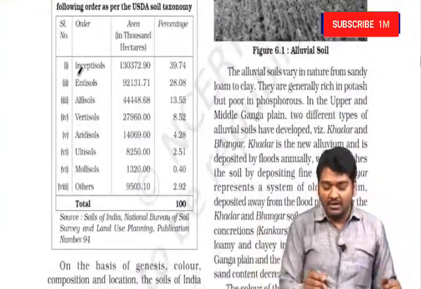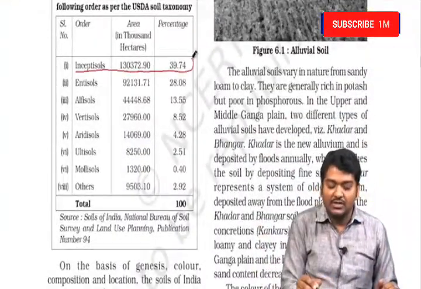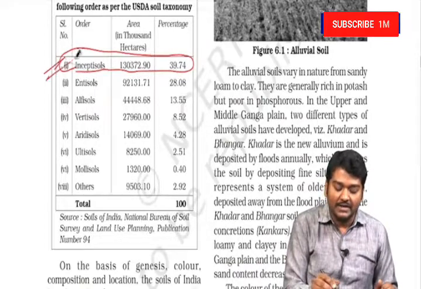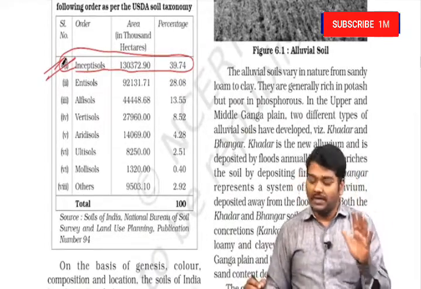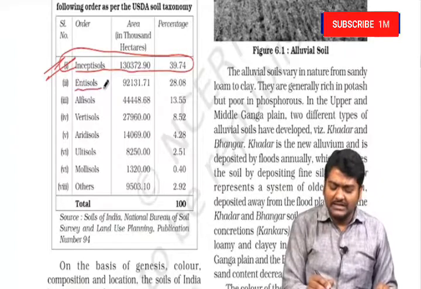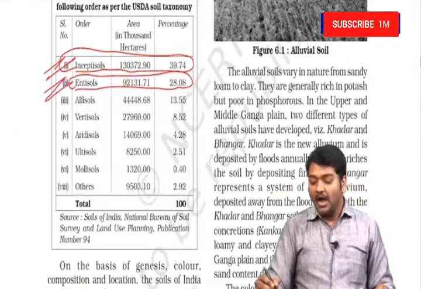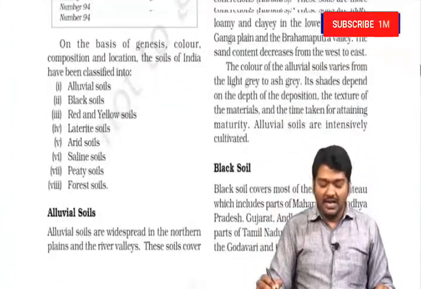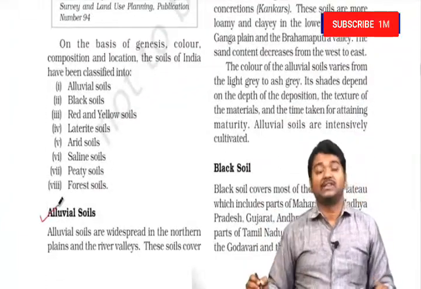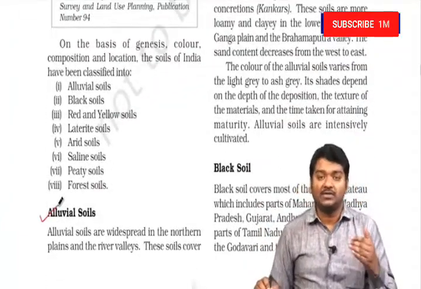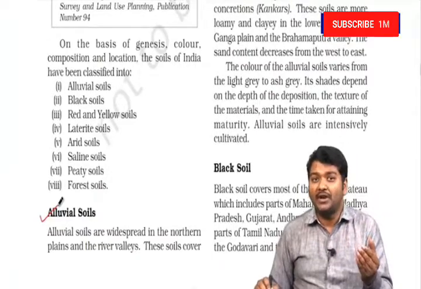According to the international classification, inceptisols, alluvial soil, is majorly present in India. If you can remember that, it is more than enough. The second thing you read, entisols, is also present, right? Apart from this, in the Indian name, we call it alluvial soils. Inceptisols are called alluvial soils. Where do you usually find alluvial soils?